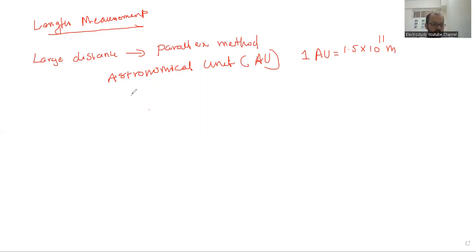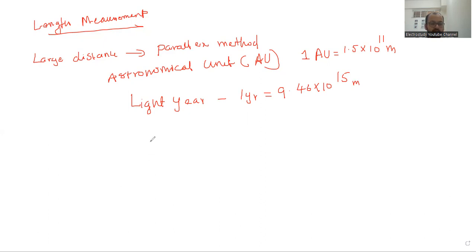Similarly, another unit is called a light year. There is one more relation: 1 light year is nothing but 9.46 × 10^15 meter. This is also important, 1 light year.